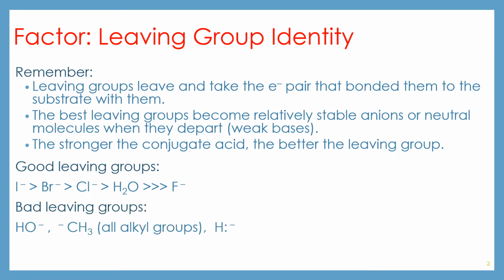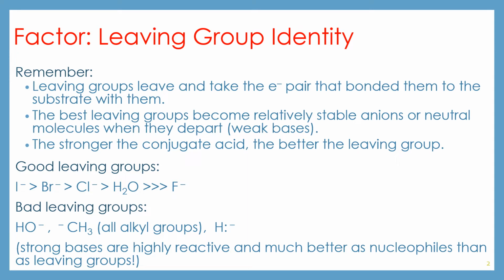Bad leaving groups include hydroxide, carbanions, and hydride. All three of these species are very strong bases, which means they are highly reactive. They're not going to be very stable. They're looking for a proton or other Lewis acid to bond with. So if you perform a reaction and you form hydroxide or a carbanion or hydride, you've just created a much more reactive species, and that reaction is unlikely to move in that direction. Strong bases tend to be much better as nucleophiles than as leaving groups.